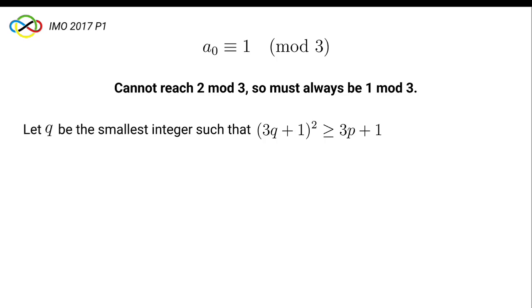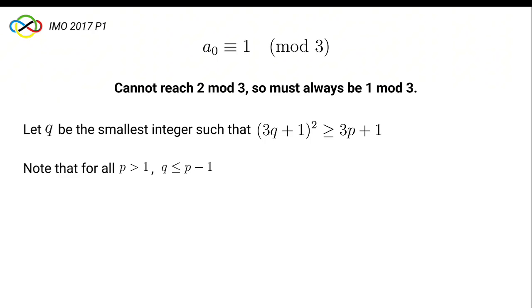So with similar logic to the previous case, we can let q be the smallest integer such that (3q plus 1) squared is greater than or equal to 3p plus 1. So here 3p plus 1 is again like our arbitrary a_n. And then we define q to be like the smallest square that's greater than that.